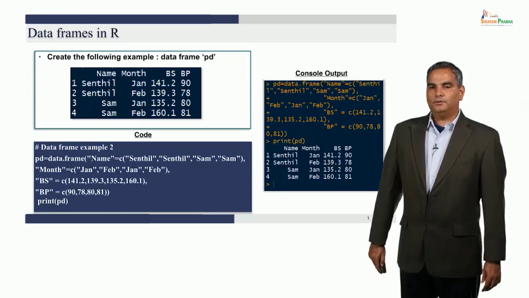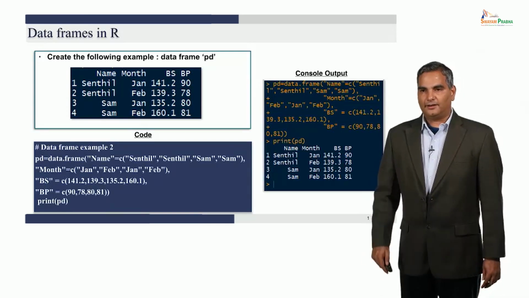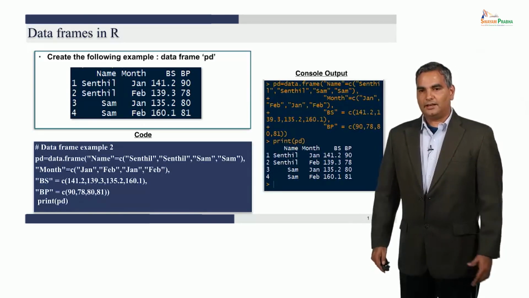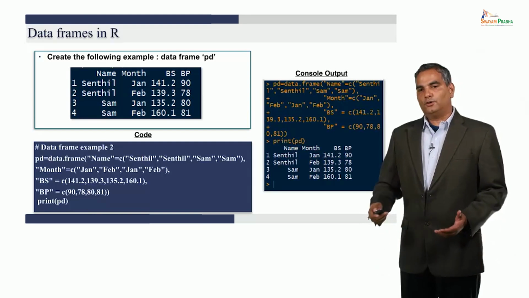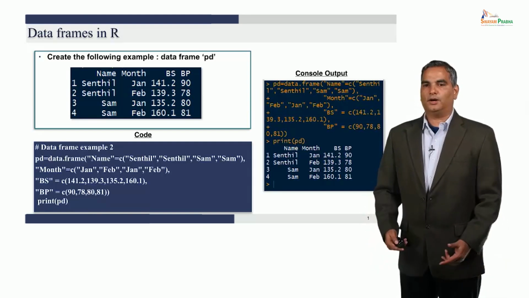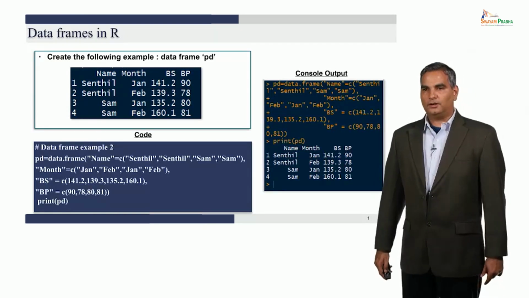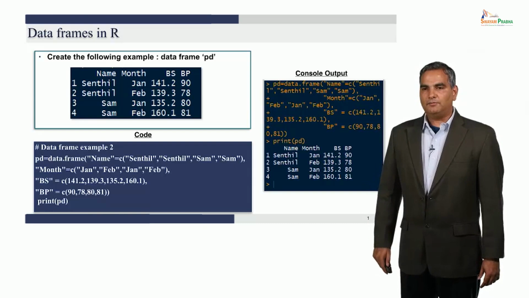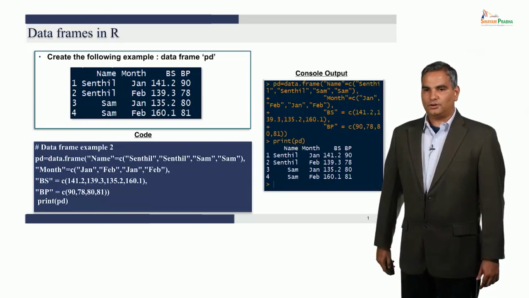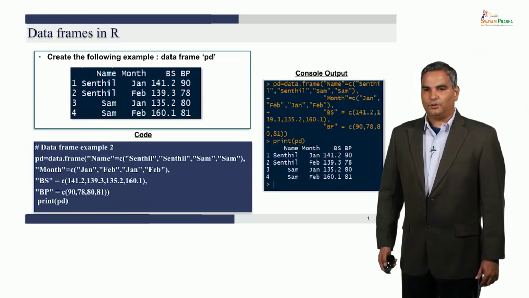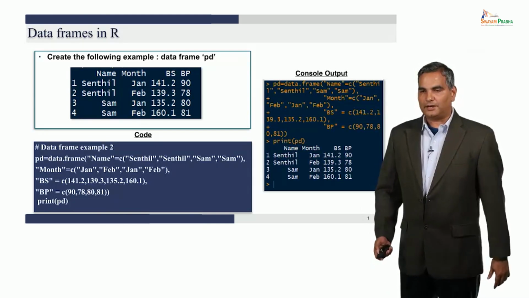So what we're going to do in this module is take a data frame and show you some commands and then explain the rationale of those commands. And then we're going to leave you with a few commands that you can work out yourself and see what happens. So let's go back to a very similar data frame as the one in the previous module. We have name, we have month, we have blood sugar, and we have blood pressure. And we generate this data frame using the standard data frame commands.